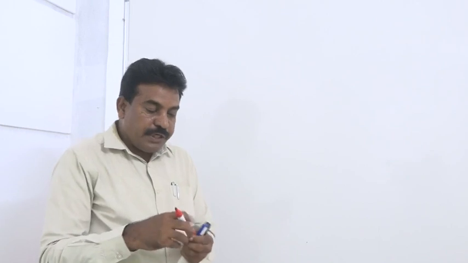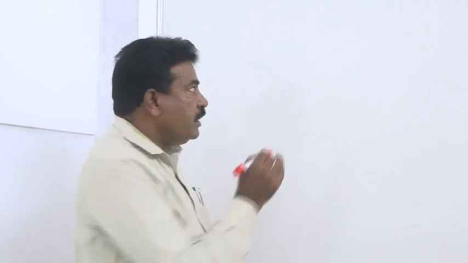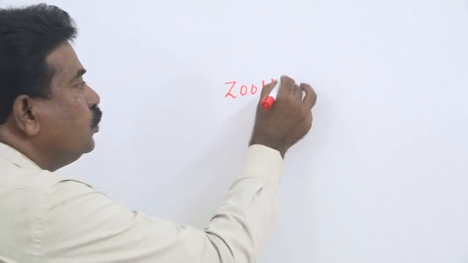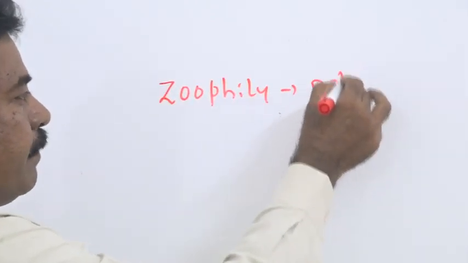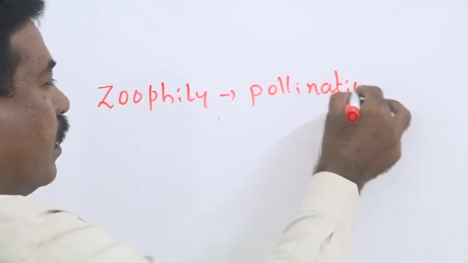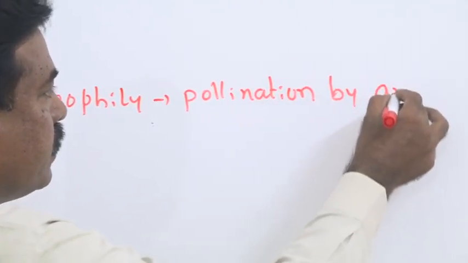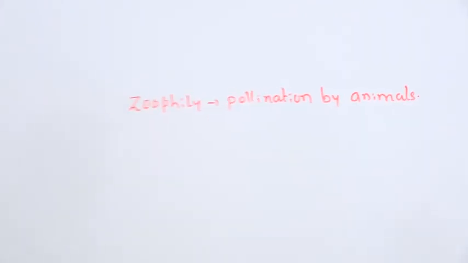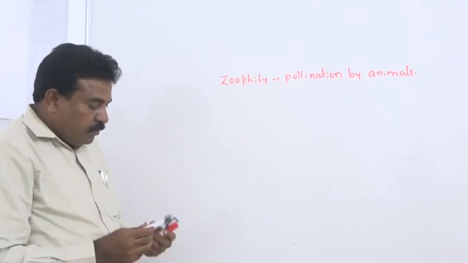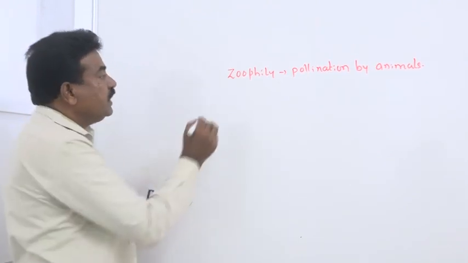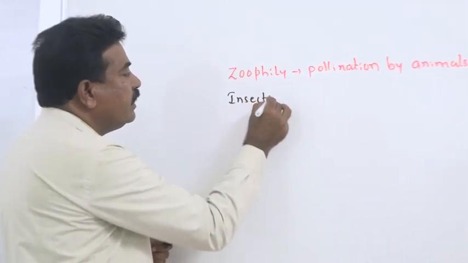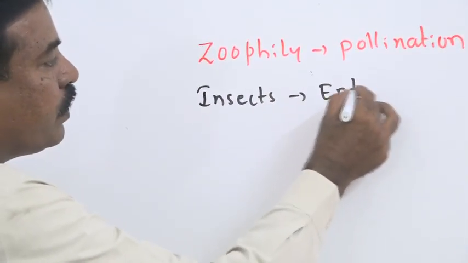If you consider the pollination process, the majority of plants are mainly pollinated by animals, that we call zoophily. Pollination by animals, popularly we know as zoophily. But the commonest zoophily is pollination by insects, mainly that we call entomophily.